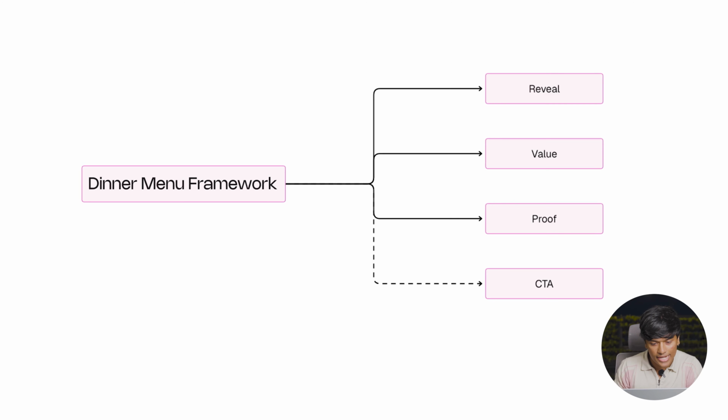Here's a quick recap of what we've covered so far. In episode 1, we broke down the dinner menu framework. Reveal, value, proof, CTA. This structure ensures that viewers understand what you're launching before they see the product itself. Catch the planning guide and more of the structure in episode 1.